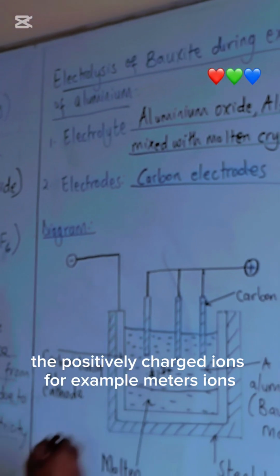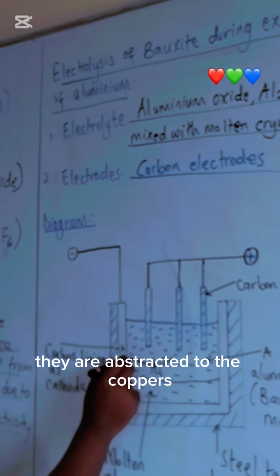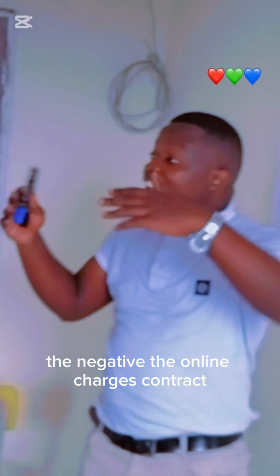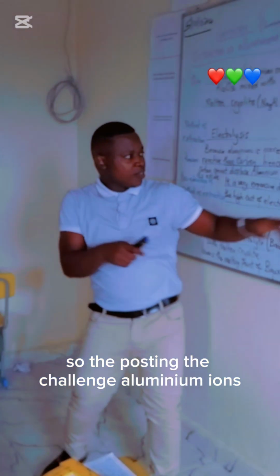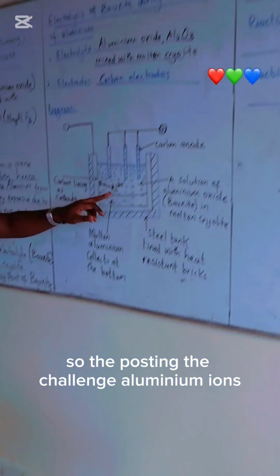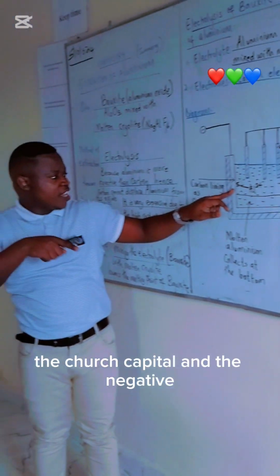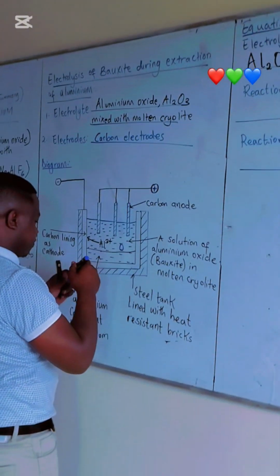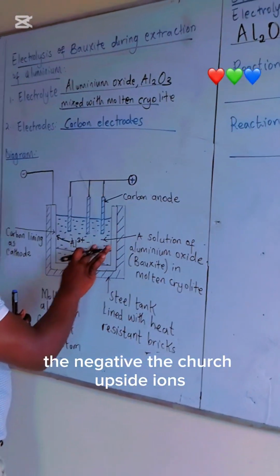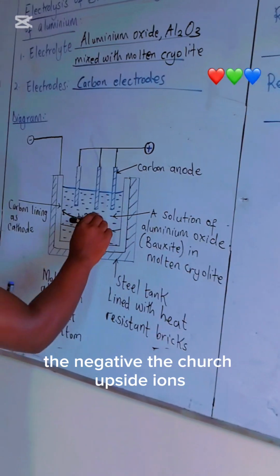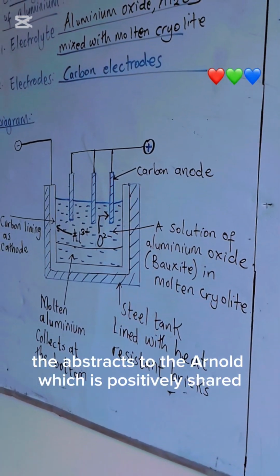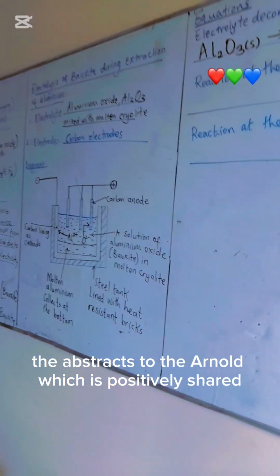ions, for example, aluminium ions, they are attracted to the cathode. As you know, the rule of electrostatics, the unlike charges attract. So, the positively charged aluminium ions, they attract to the negatively charged cathode. And the negatively charged oxide ions, they attract to the anode, which is positively charged.